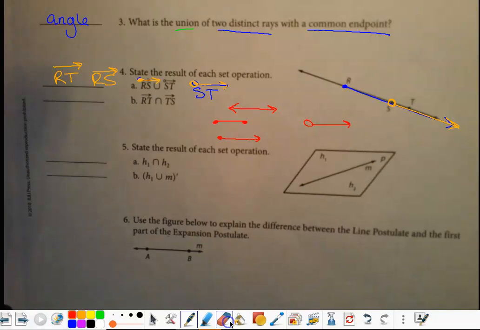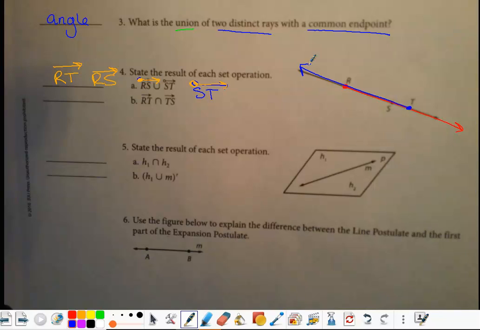How about B? Let me erase my work here. Okay, so RT this time: segment, half line, line, ray? Ray, okay, so it starts at R, which means R is included because it's a ray, and it goes to T. And then it says intersection, of TS. What is TS? So T and it goes through S through R. It's a ray. So T is included or excluded? Included. So that ray goes that way.